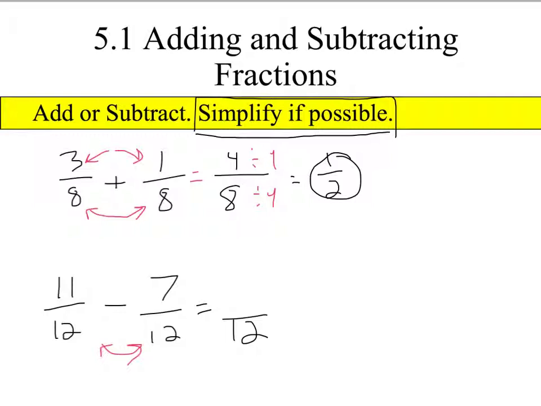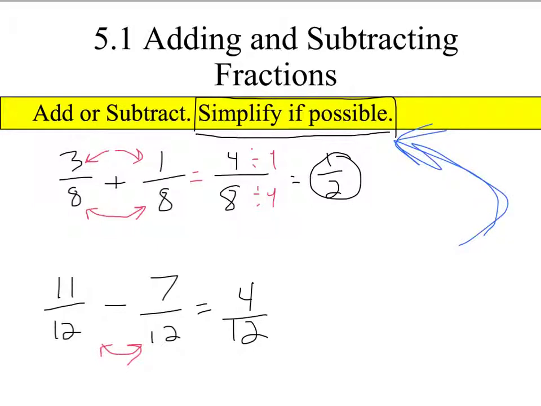I don't take 12 minus 12. That denominator does not change. My numerators are the only thing that changes right now. I take 11 minus 7. 11 minus 7 is going to be 4. Now I think to myself, am I done? Am I done? Nope. Okay, remember, simplify.